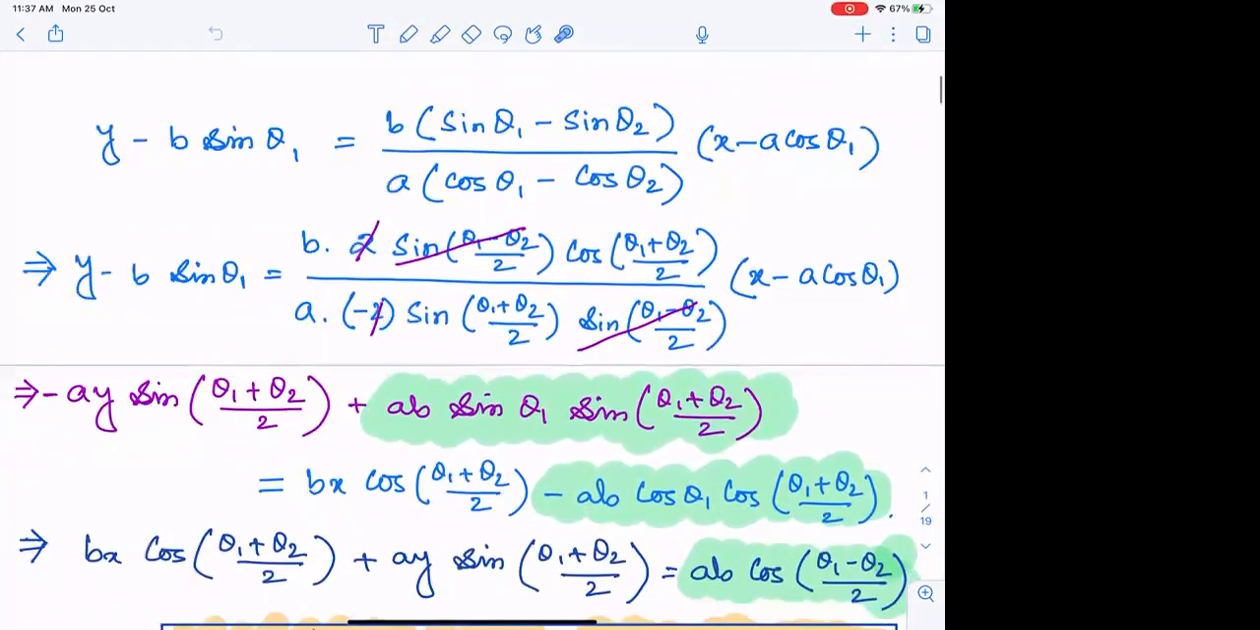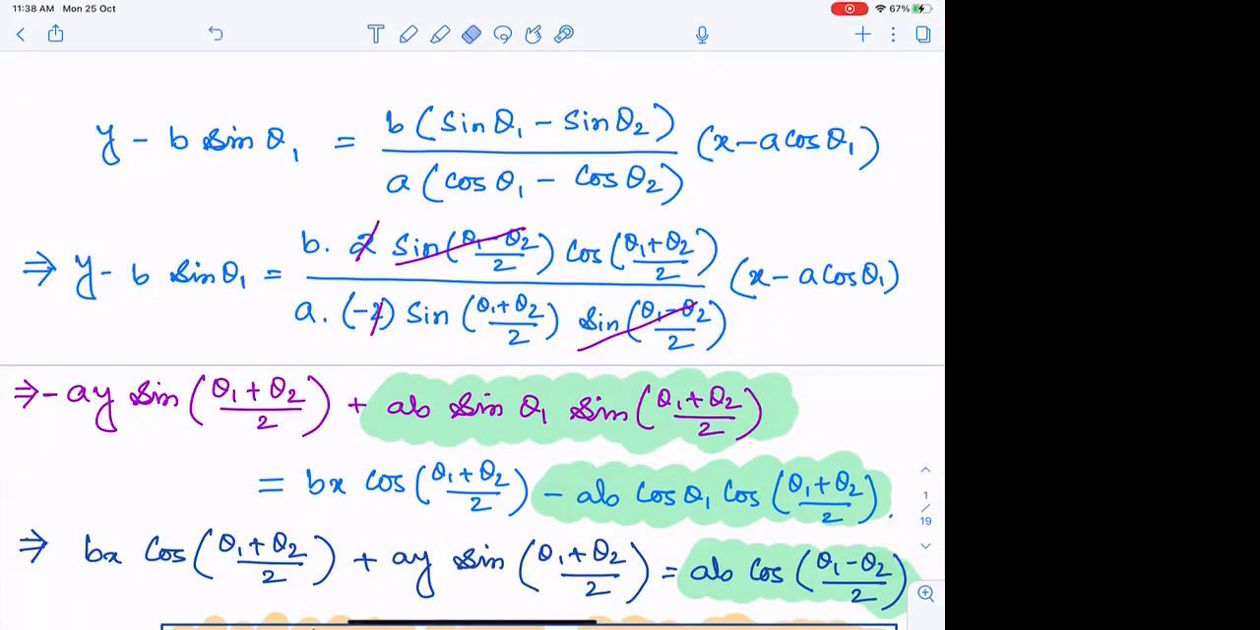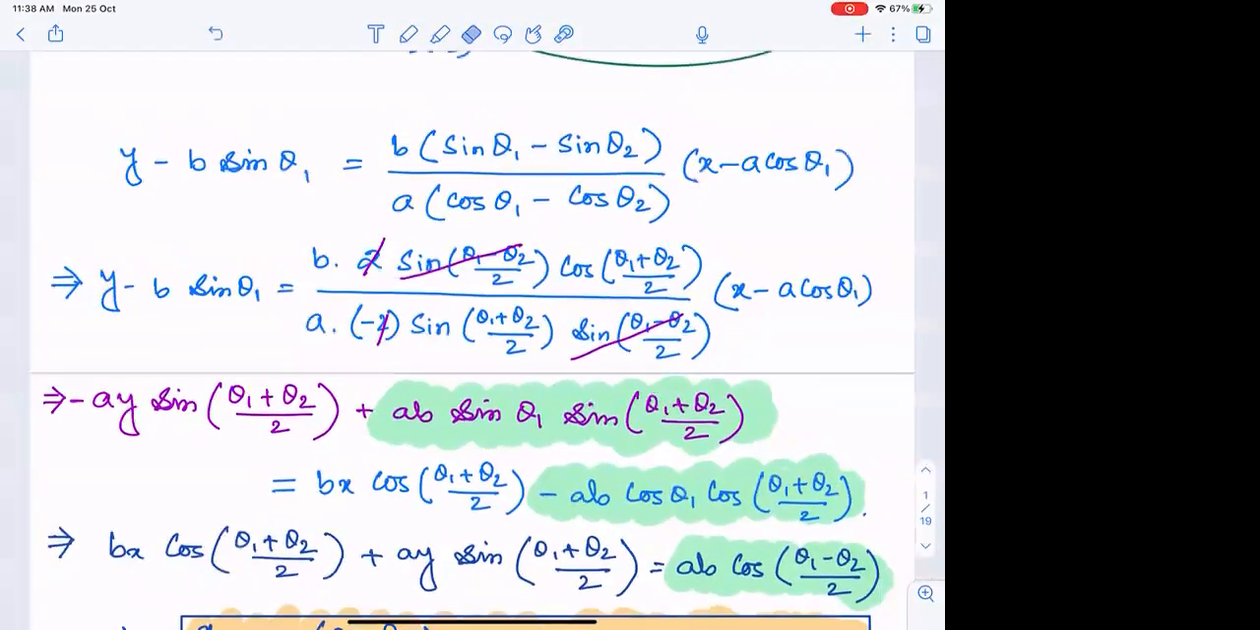So now we have taken the variable associated terms to the same side. And if I keep the two green highlighted terms on the same side, it becomes ab into cos of theta 1 minus theta 2 by 2. Is that okay for everyone? Yes, sir. Anyone having any confusion? Is that okay for all?